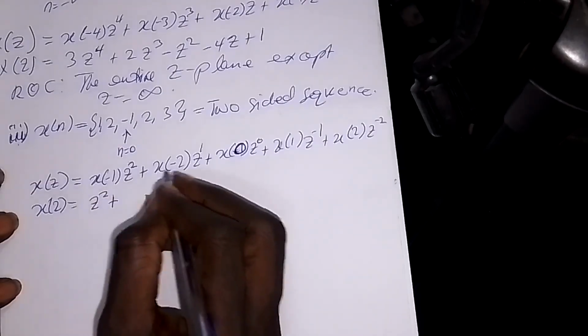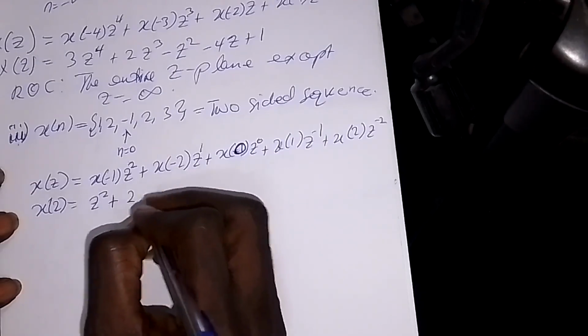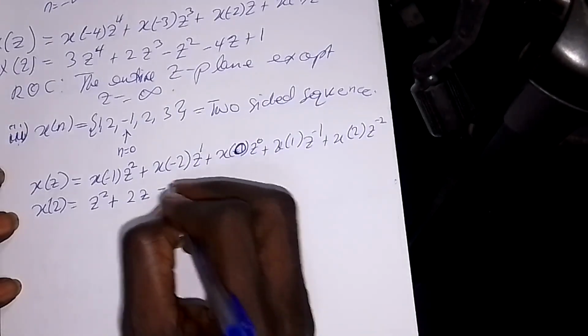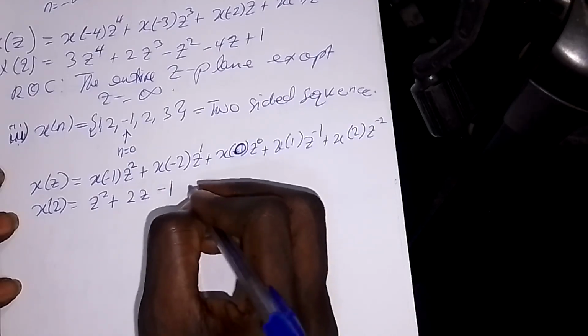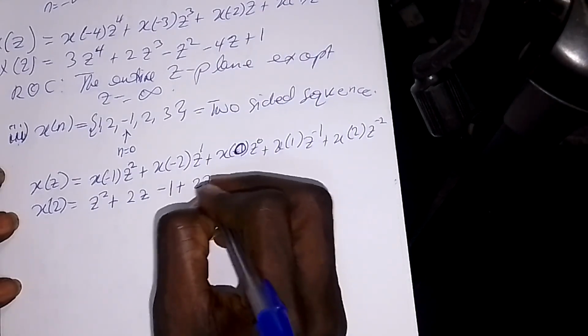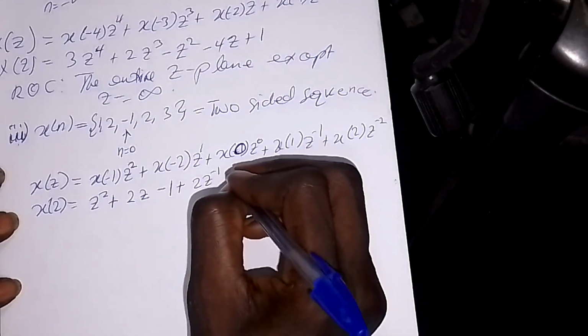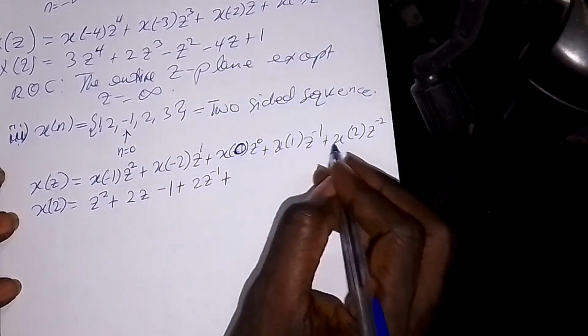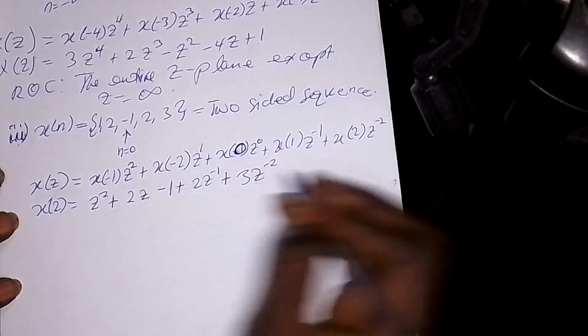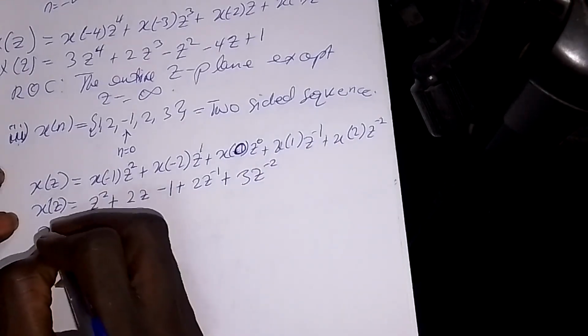Plus x of minus 2 is what? 2. So 2 into what? Z. X of 0 is what? Minus 1. So minus 1. Okay, plus x of 1 is what? 2. So plus 2z minus what? 1. Plus x of 2 is what? 3. So 3 into z minus what? 2.